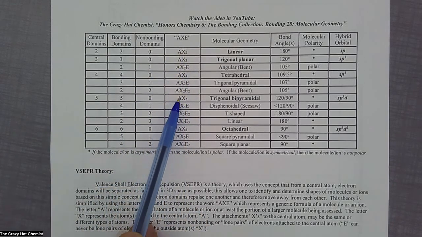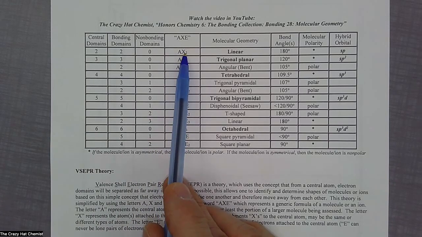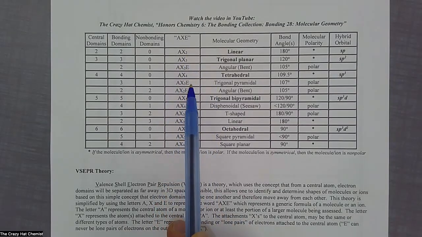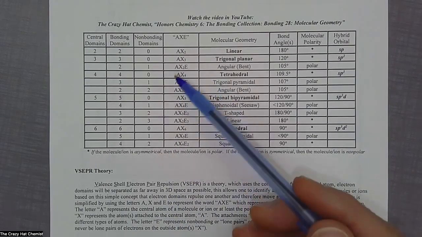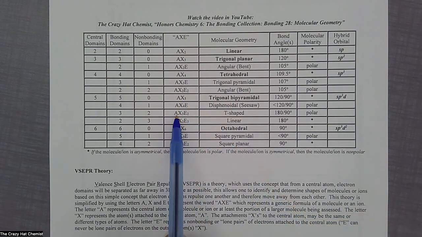The A is the central element. So you see in this column of A, of the AXE, there's only one A. There's only one A ever. X are the atoms attached to the A. So there could be 2, there could be 3, 4, 5, there could be 6 atoms attached to the A, the central element. And then the E's are representing lone pairs of electrons attached to the A. And with this AXE geometry, you can get a molecular geometry or a molecular shape.